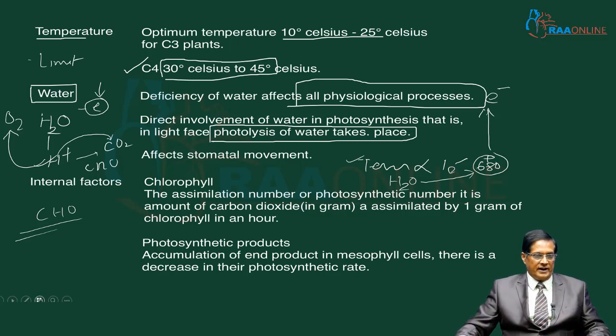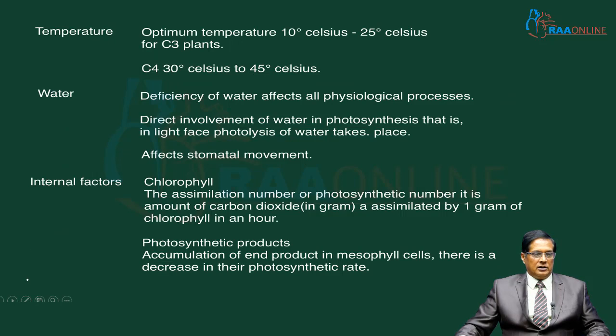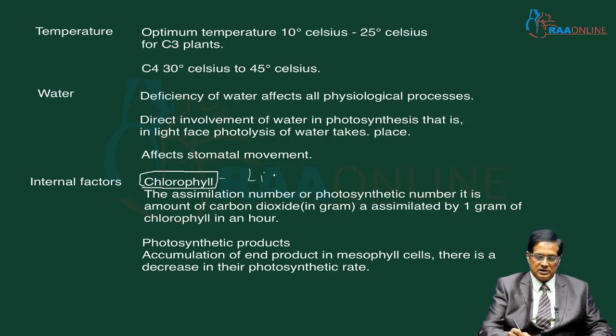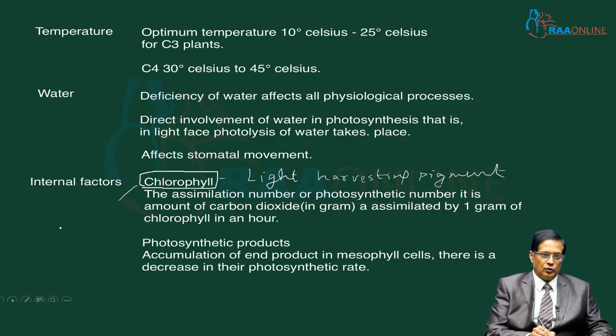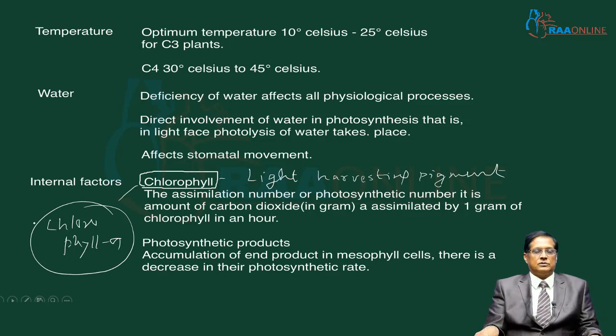Now come to the internal factors. In internal factors, first one is chlorophyll. Chlorophylls are the main light harvesting pigments, especially chlorophyll A, because it is the chief pigment of photosynthesis.